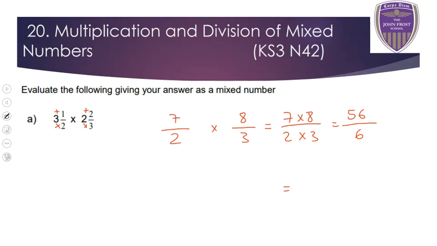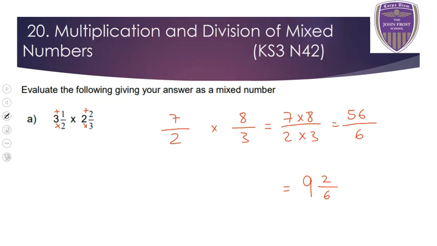So how many whole 6s go into 56? Then you write your remainder as a fraction. If you're thinking of the 6 times table, you can get 9 whole 6s, because 9 times 6 is 54, yeah? So there's a remainder of 2 left over.